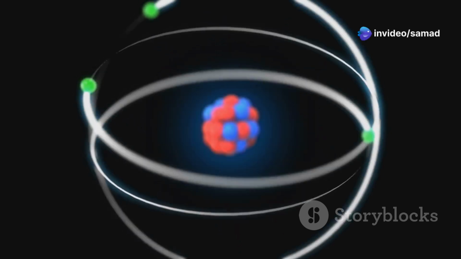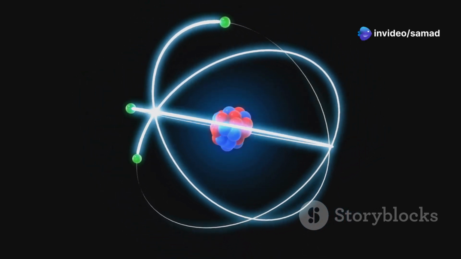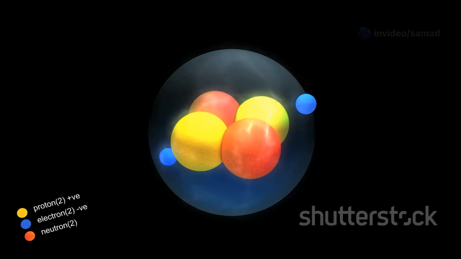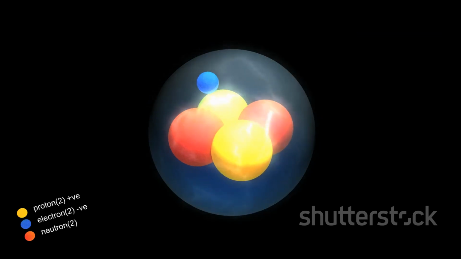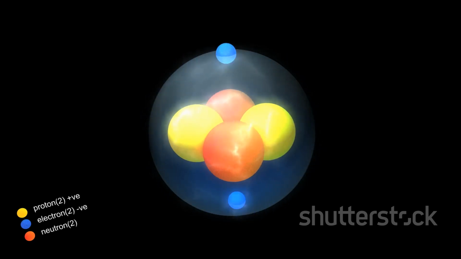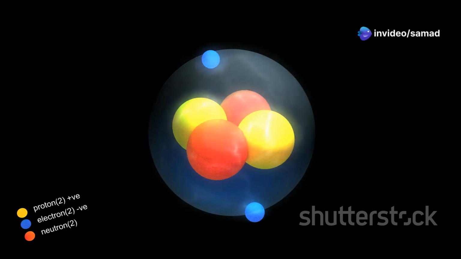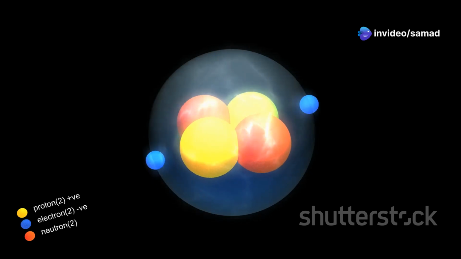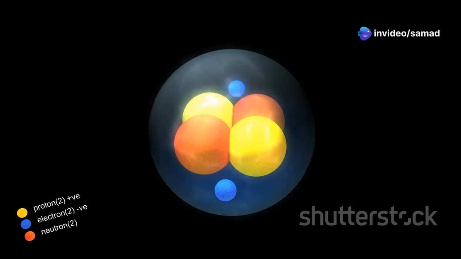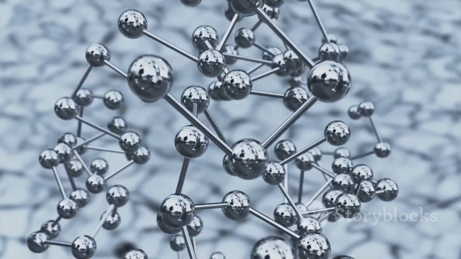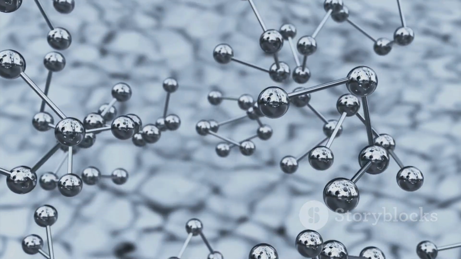Despite their minuscule size, atoms are complex structures with a rich internal architecture. At the heart of every atom lies the nucleus, a dense core packed with protons and neutrons. This nucleus is incredibly small compared to the overall size of the atom, yet it contains nearly all of the atom's mass. Protons carry a positive electrical charge, while neutrons have no charge, making them electrically neutral.